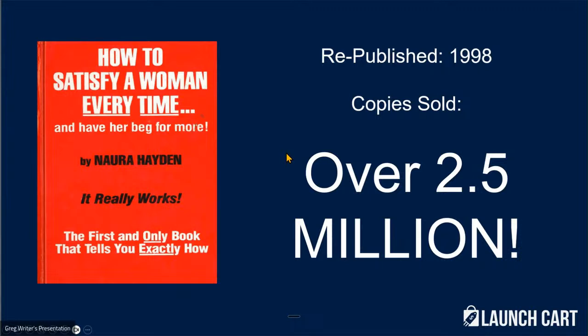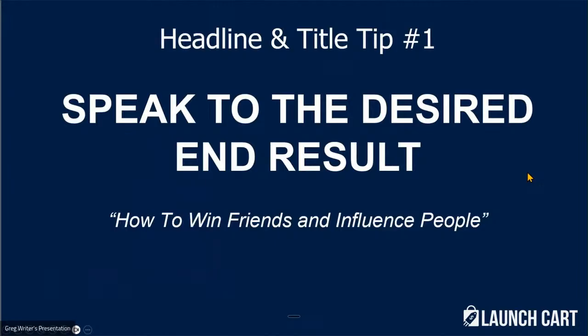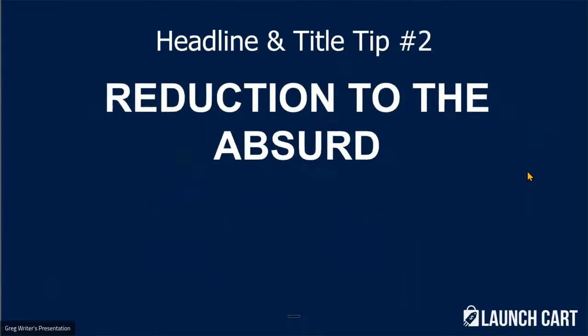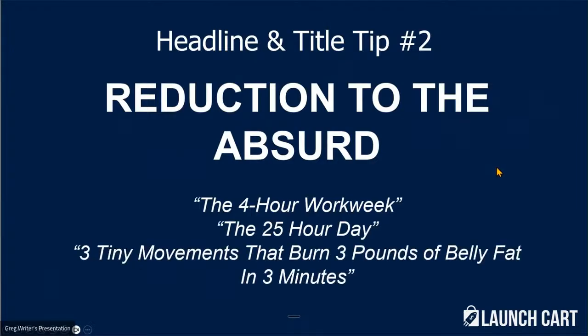Let AI and your audience tell you what you need, right? Speak to the desired end result. Headline tip number 1: How to Win Friends and Influence People, How to Wake Up Productive, Getting Things Done. Speak to the end result. Title tip number 2: reduction to the absurd. The 4-Hour Work Week changed Tim Ferriss's life, The 25-Hour Day, 3 Tiny Movements That Burn 3 Pounds of Belly Fat in 3 Minutes.